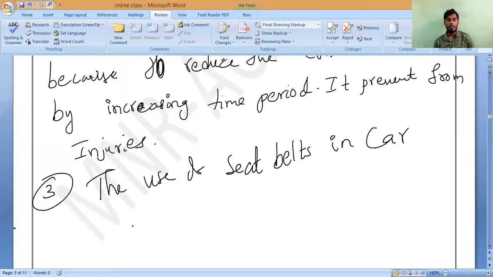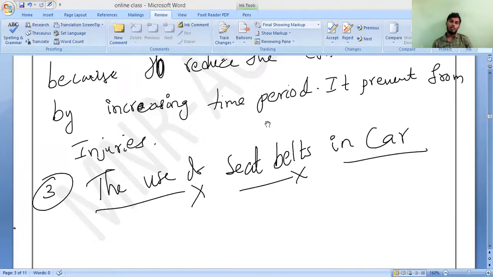Manish, you have a car, correct? Everybody has a car. So what is the use of a seat belt in a car? Please tell me. It will prevent injuries in case of an accident. Is it yes or no? Yes, sir. In case of an accident, it prevents a death situation. It will prevent injuries in the case of an accident.